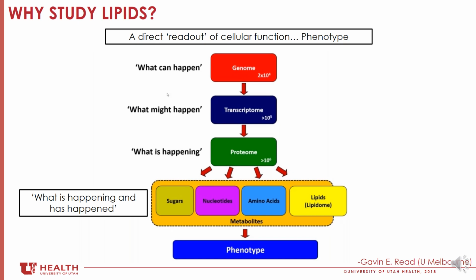Why should we study lipidomics versus the other established fields like genomics, transcriptomics, and proteomics? Well, lipids are classified as metabolites, and along with other small molecules such as sugars, nucleotides, and amino acids, they are the closest that we have to the cellular phenotype, which tell us what is happening and what has happened within the cell, versus, say, the genotype, which is really just a blueprint.